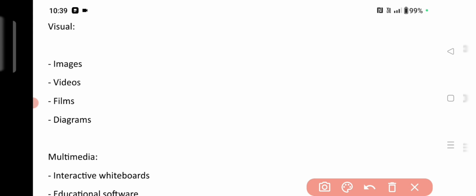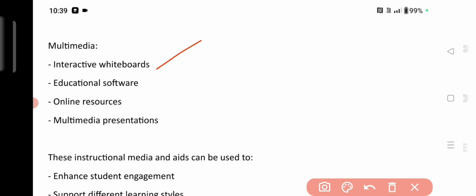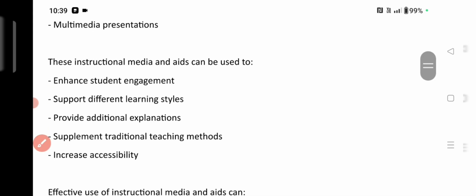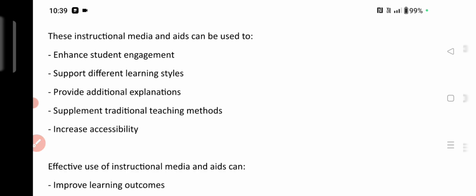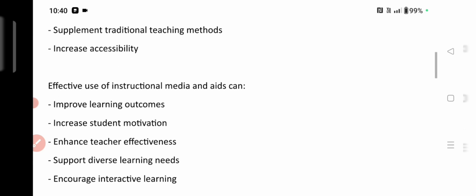So next, multimedia. Multimedia is nothing but interactive whiteboards. Recently, whiteboards have also been developed in the classroom. So whiteboards, educational software, online resources, multimedia presentations, everything. Online resources are also one of the multimedia here. So these instructional media and aids can be used to enhance student engagement and support different learning styles, provide additional explanation, supplement traditional teaching methods and increase accessibility.